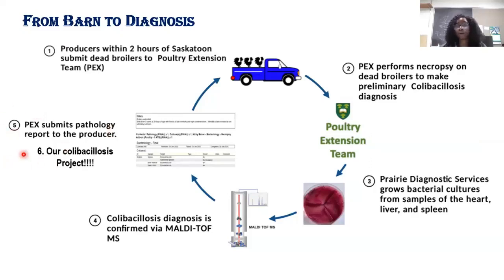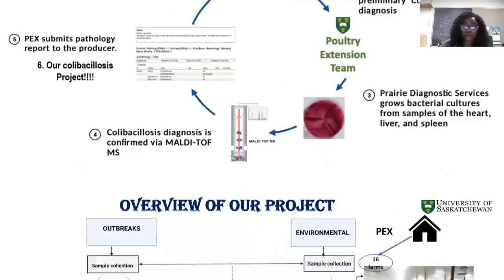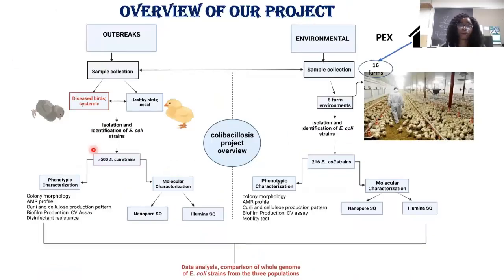Now we decided to embark on this study to further characterize these E. coli strains, to know what actually makes them cause Colibacillosis, and to characterize them phenotypically and also genotypically. Then what do we do? Sorry, my slide can't move again. Okay, sorry. Now this is an overview of my project.